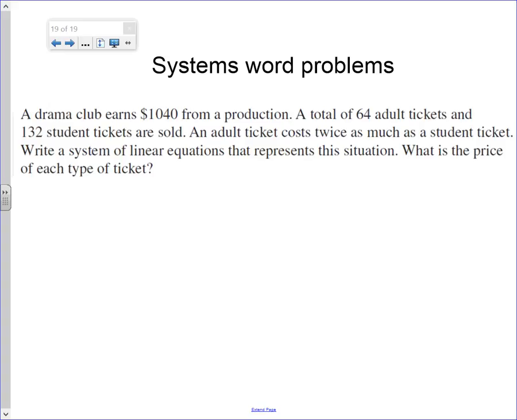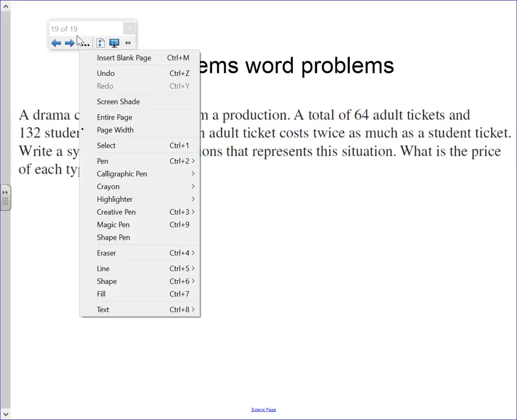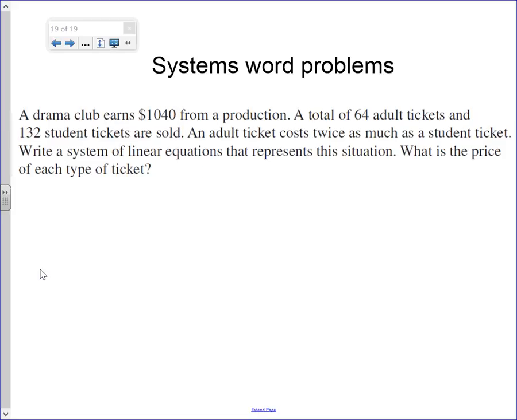Here's an example. We got a drama club, right? They're going to put on a play. Well, actually, they did put on a play. And they earned $1,040 from this play.